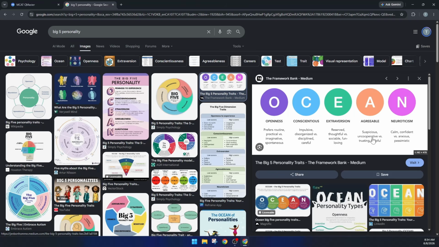Agreeableness. Suspicious and uncooperative versus trusting and very helpful. So some people are very agreeable in teams, right? They trust their other team members to do the work. They're very helpful. They're very agreeable, in other words.